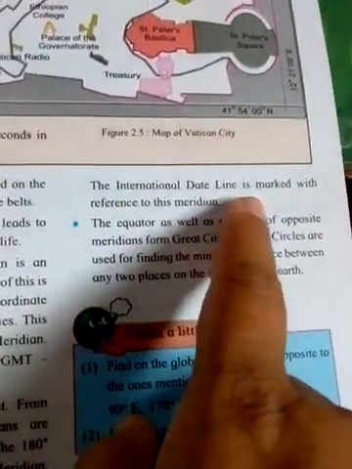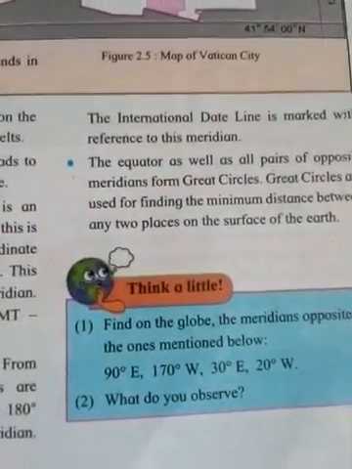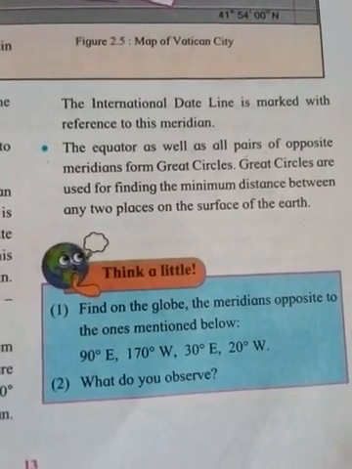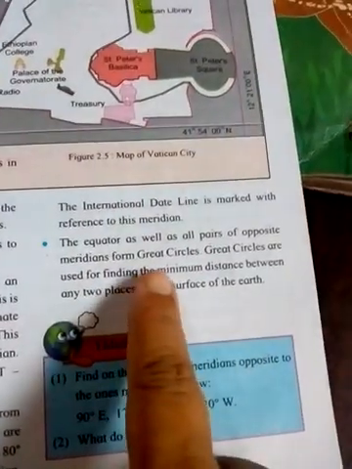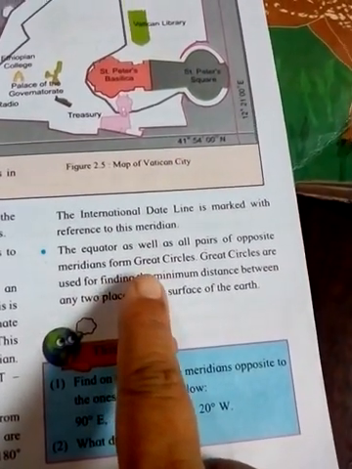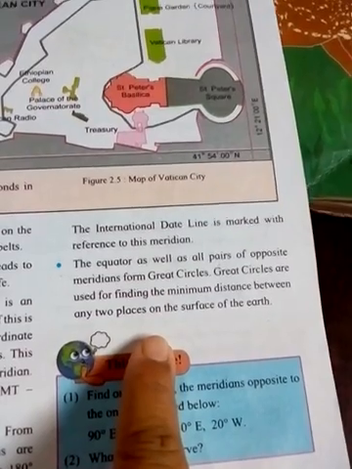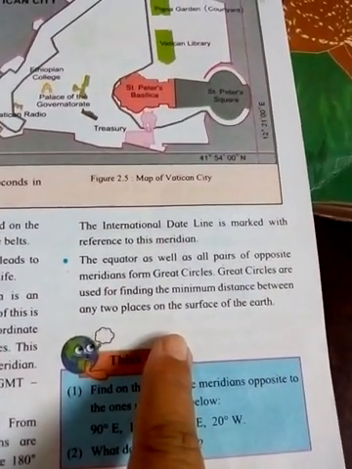The International Date Line is marked with reference to the 180 meridian. The equator, as well as a pair of opposite meridians, form great circles, which are used for finding the maximum distance between any two places on the surface of the earth.